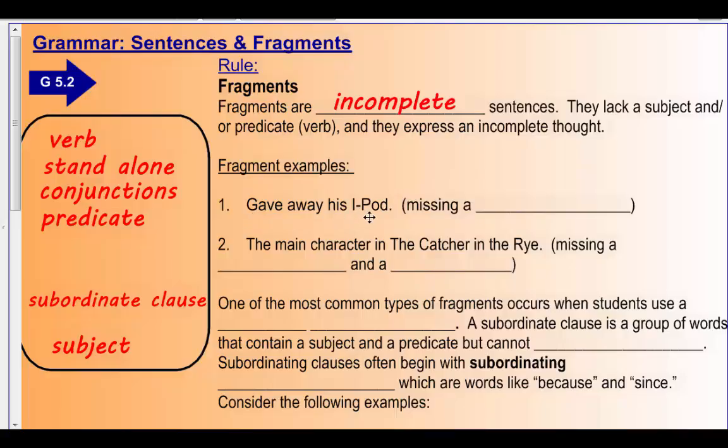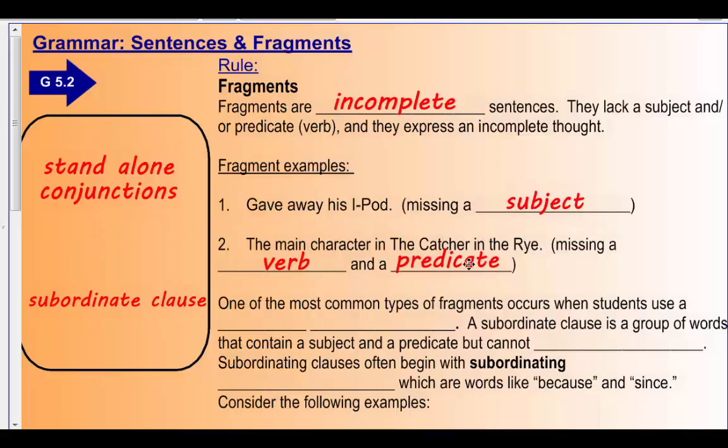So, "gave away his iPod." Well, it's starting with a verb. I don't know who or what gave away their iPod, so this one is missing a subject. "The main character in The Catcher in the Rye." Well, I have a subject. I could tell you that's Holden Caulfield, but it's missing some kind of a verb, some kind of a predicate. There's something missing.